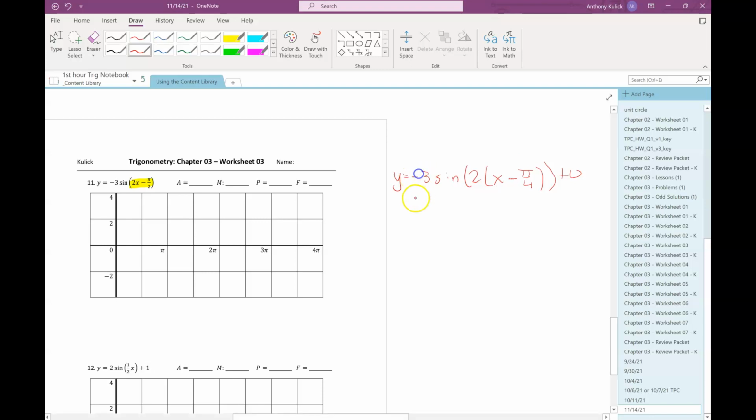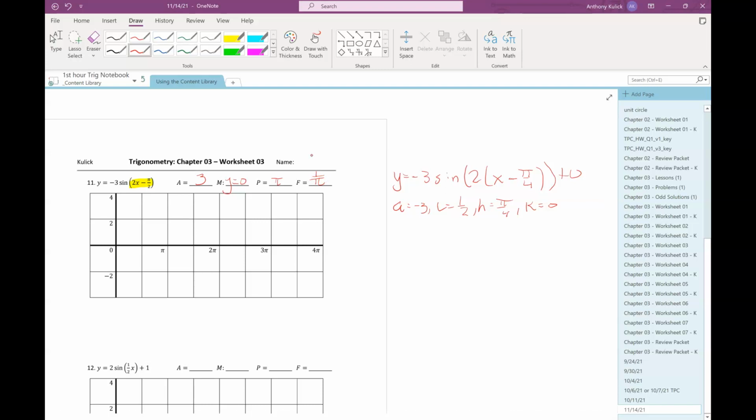All right. So my A is -3, my C is 1/2, my H is pi over 4, and my K is 0. From that, my amplitude is 3, the absolute value of A. My midline is y equals k, so in this case, y equals 0. My period is 2 pi over the absolute value of c, so in this case, that's just pi. And the frequency is the reciprocal of the period, so that's 1/pi. Are we okay with that?